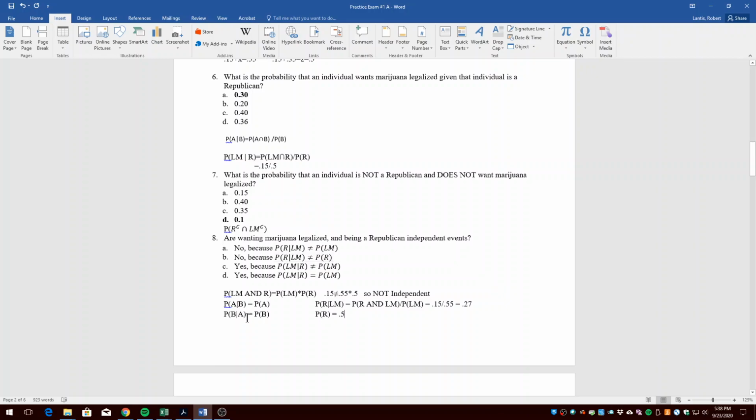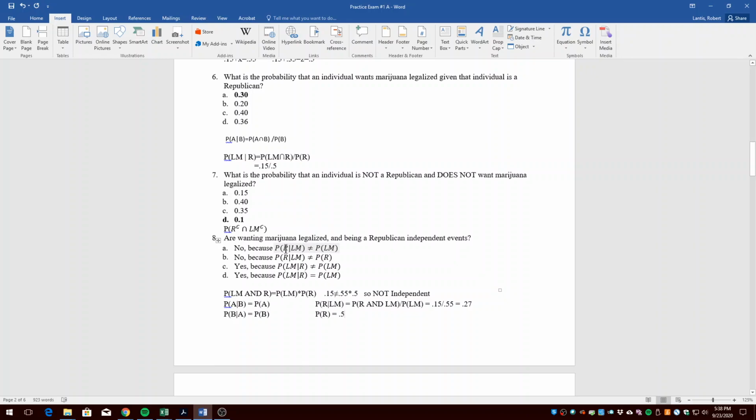But if we would have checked it and found that, say, the conditional probability of LM wasn't the same as the unconditional, we would know that if we check it one way, they have to be independent if we checked it the other way as well, or vice versa. If we found they're not independent, they wouldn't be independent if we checked it using the other ways. So that's how you can check for independence there.